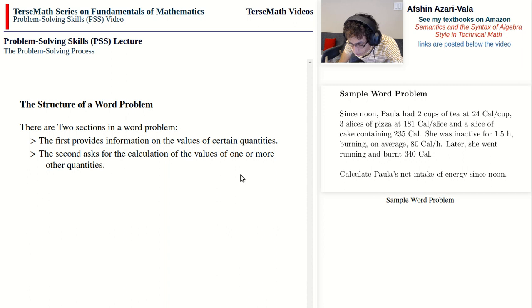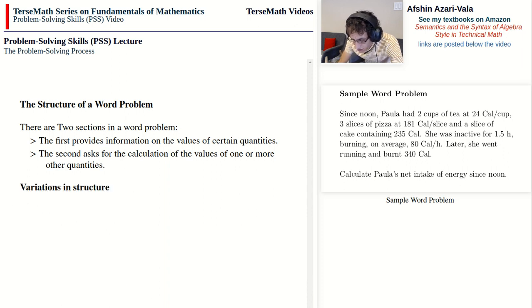Now the second part is the sentence at the end, where it says calculate Paula's net intake of energy since noon. And here is where they ask us to find the value of a certain quantity, in this case energy, and in particular Paula's net intake of energy since noon.